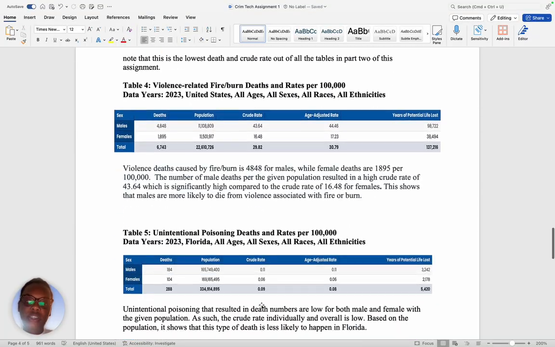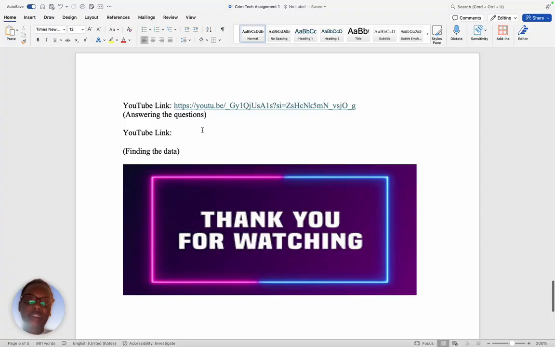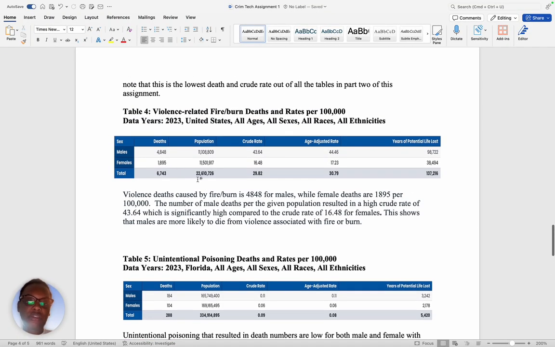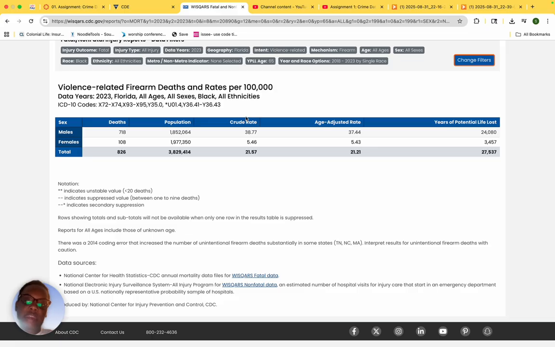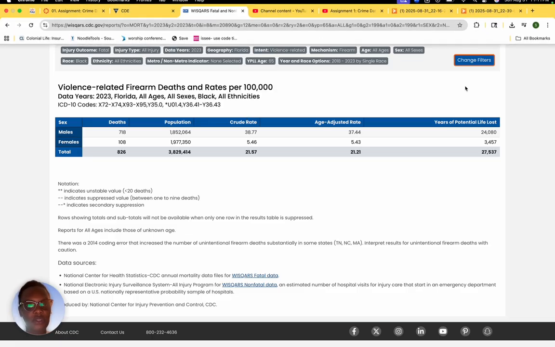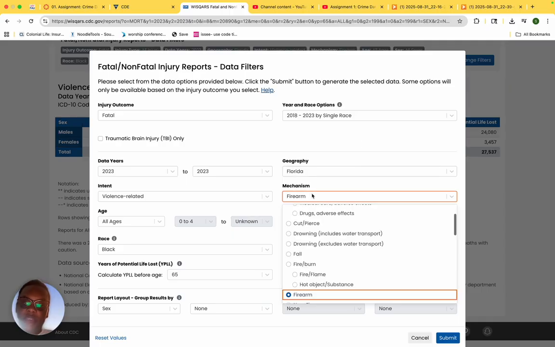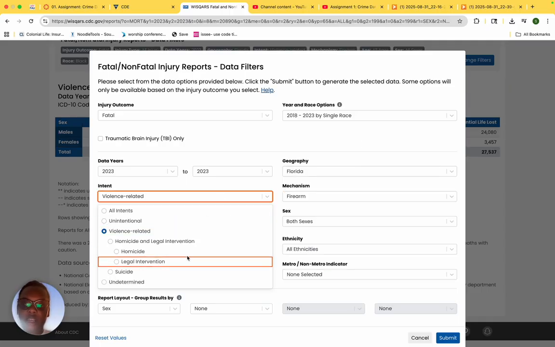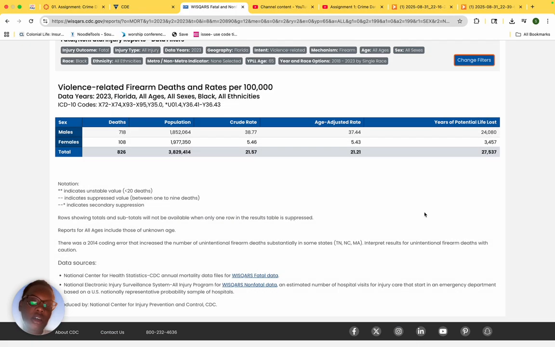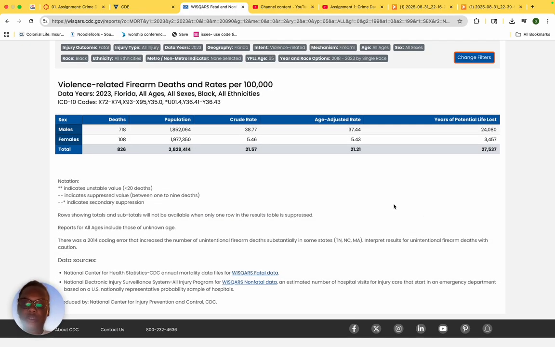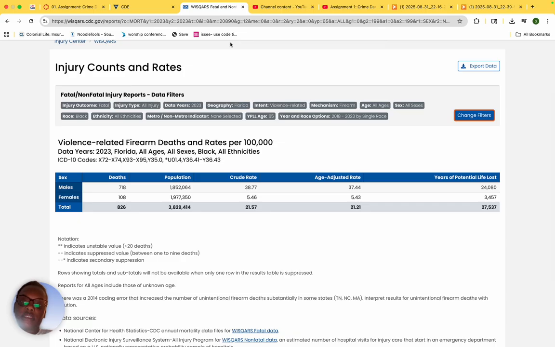Thank you so much. I'll make sure to include the second link on how I found each piece of information. Again, I did that a total of 5 times to get different factors, whether it be by firearm or the intent, homicide, legal intervention. I did that 5 times just to get different rates and to switch it up a bit. That is it for the assignment.